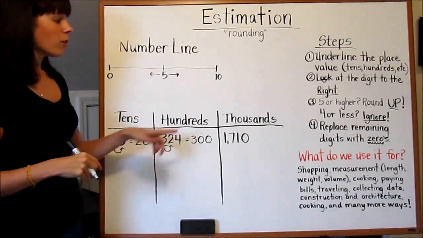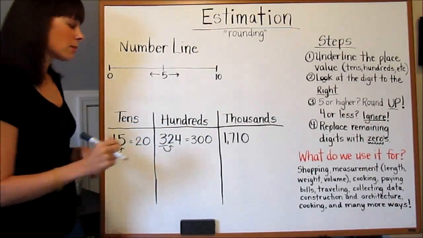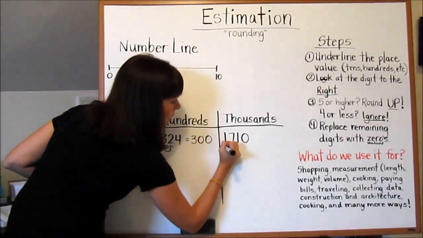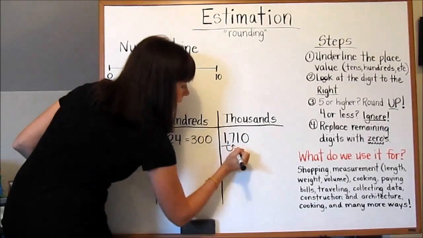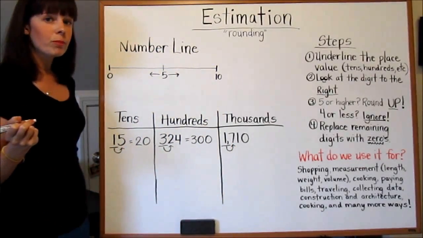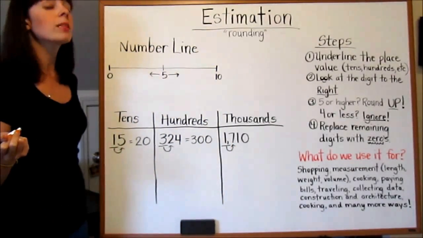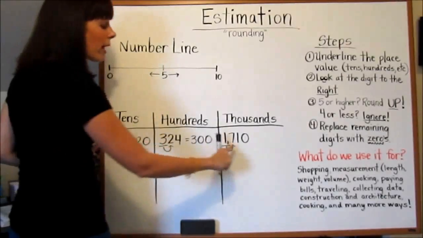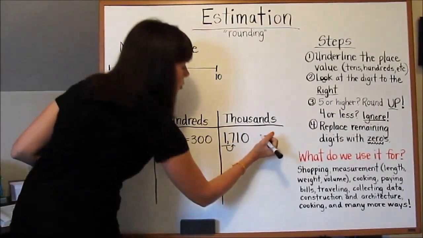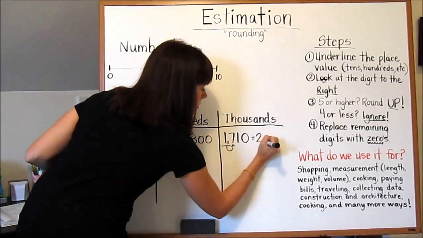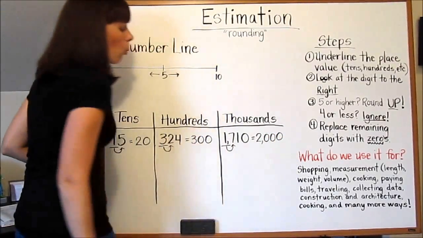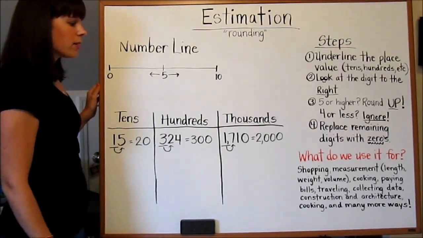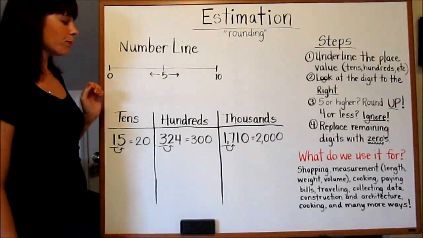If I'm rounding to the nearest thousands, same thing. Underline the place value that I'm rounding to. Look to the number immediately to the right, which in this case is a 7. Is 7 greater than 5? It sure is. So I'm going to round this one up to a 2. So 1,710 is rounded to 2,000.